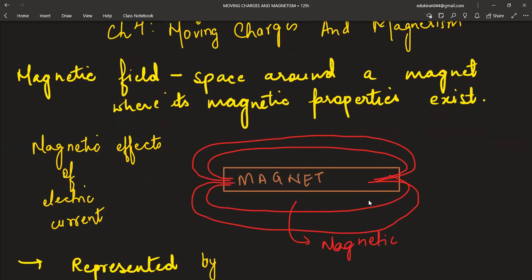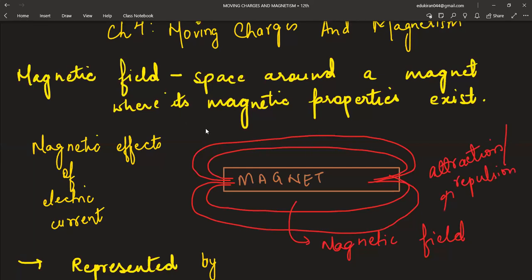So where you can experience the forces of attraction and repulsion of a charge, that was the electric field. Where magnetic properties exist, that can be the same. Attraction can also be present and repulsion can also be present. So attraction or repulsion. Fine, that is your magnetic field.